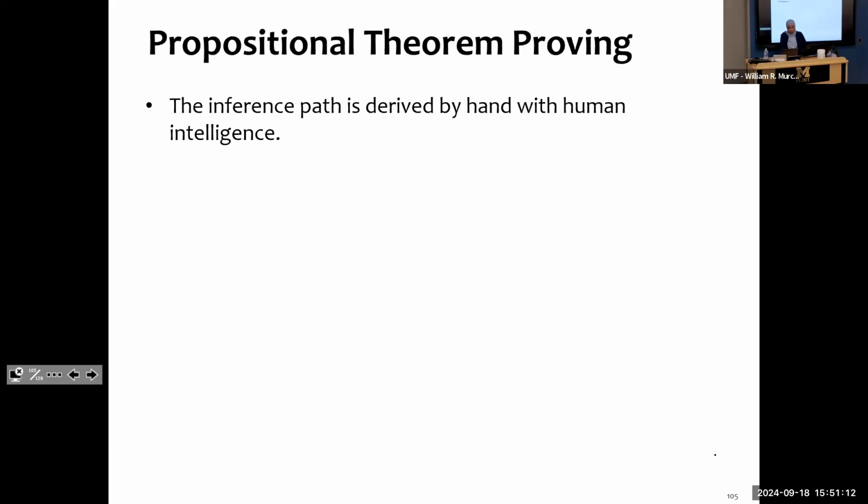So the inference path now is derived by hand with human intelligence. It means what? I will become that professor reading the slides right now, and you will explain. Extra points.